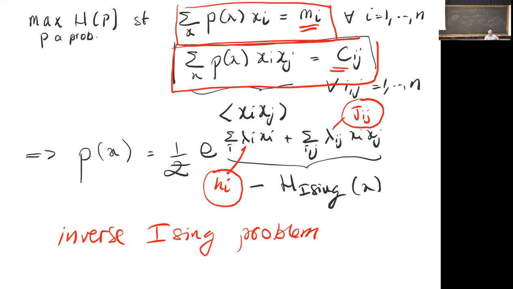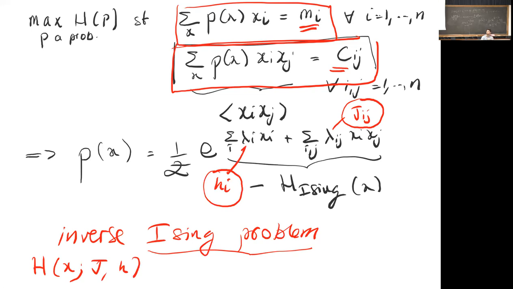Why inverse Ising problem? Because the direct, the forward Ising problem, or just the usual problem that you want to solve in statistical mechanics, is in the other direction: you know some Hamiltonian that depends on some specific interactions, J, and some external fields.